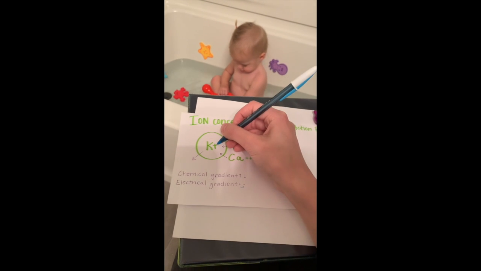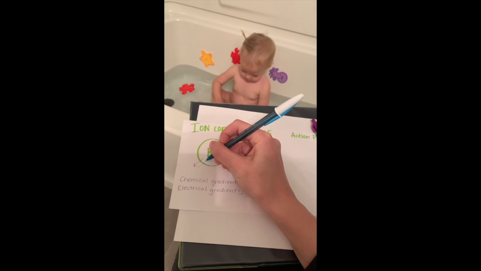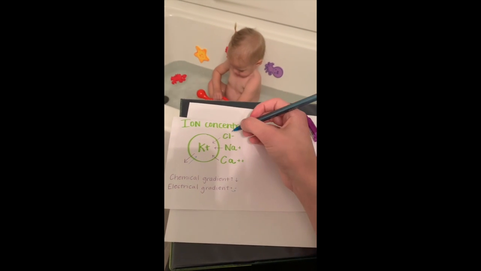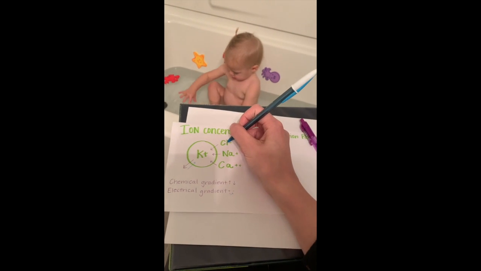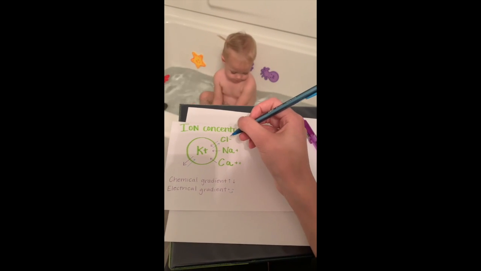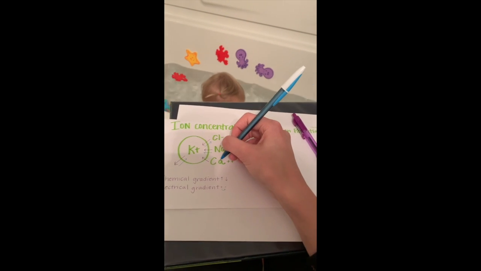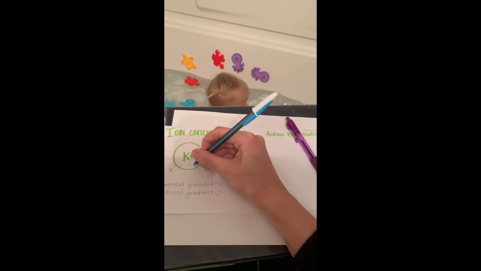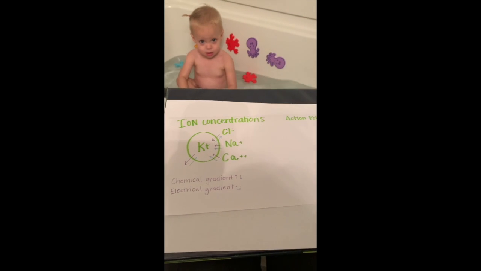So potassium wants to go where it's negative, and it's more negative inside the cell. Chloride will want to go where it's positive, so it'll want to go outside. Sodium will want to go inside because it's positive, so it'll want to go where it's negative. And calcium will want to go inside. Yeah? Got it? Don't forget it, Kay. It will be important.